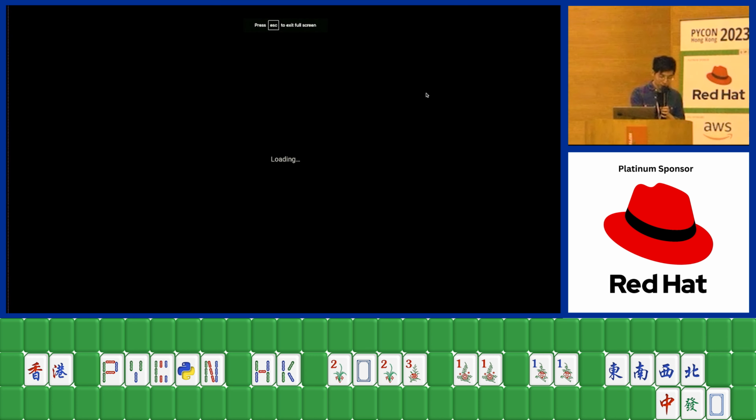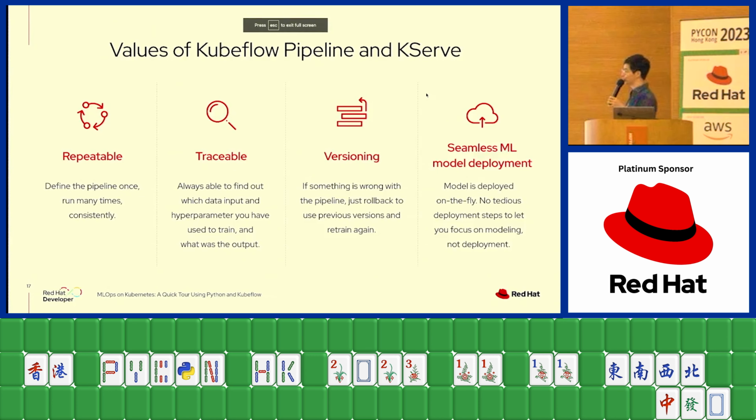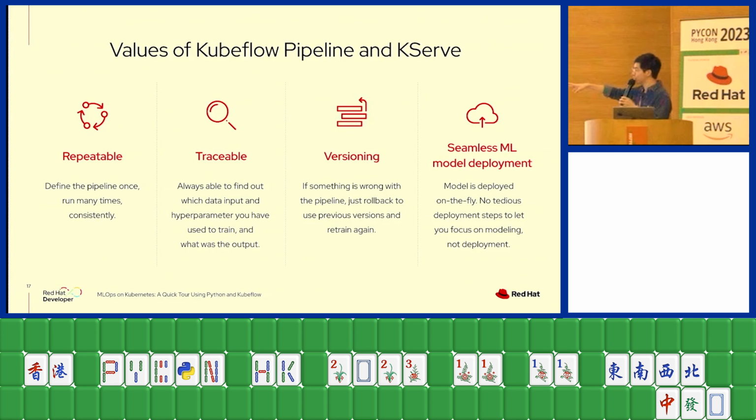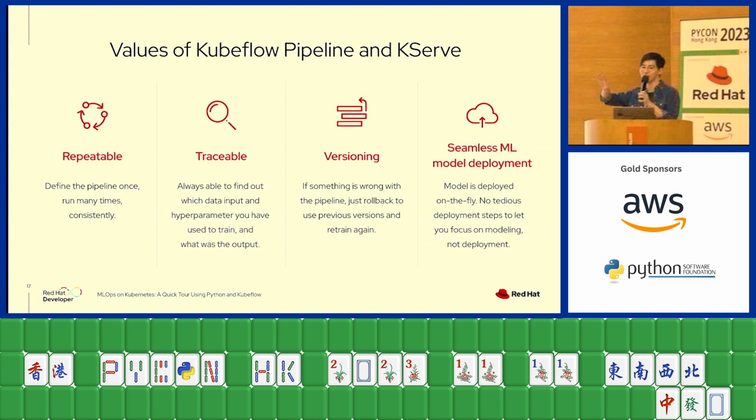Because I know time is running out, I just have 2 minutes left, but let me just do a very quick wrap-up. So the value is really obvious. It's repeatable, right? You can define a pipeline once and run it many times. And traceable, because all the things are visualized on the UI. A lot of people can just go to the UI and take a look, and all the things are recorded. You can track back the history.